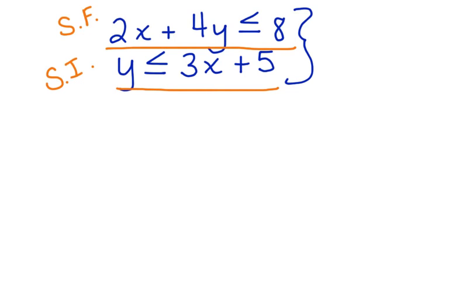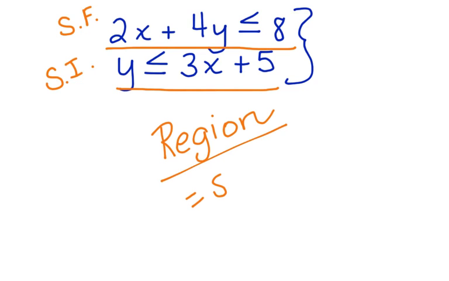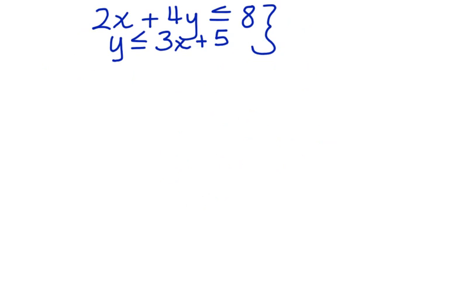We can graph both of these linear inequalities, and when we graph it, we're going to find a region of the graph that overlaps both inequalities. And in this region is the solution to these inequalities. Let's take a look at how to graph these two linear inequalities. Here's our system. Now let's look at how to graph these two linear inequalities on the coordinate plane.